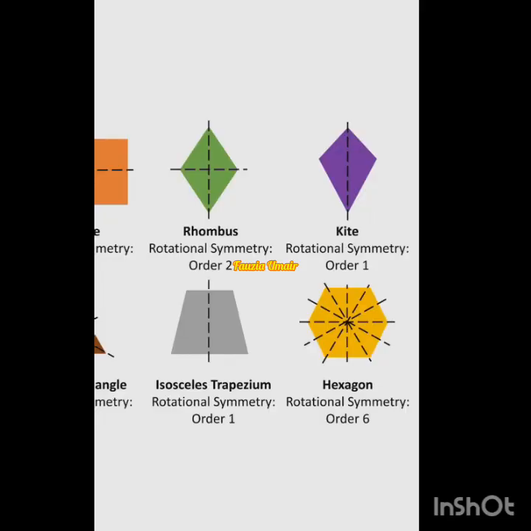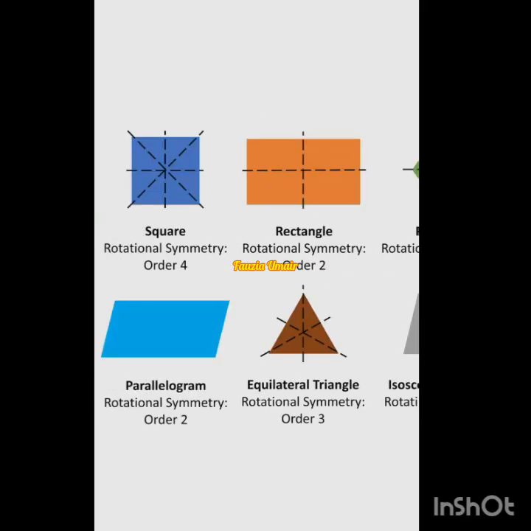Rhombus is like a diamond. It has two lines of symmetry and two rotational symmetries. Correct. So what about a kite? A kite has one line of symmetry, right? And the rotational symmetry is zero.